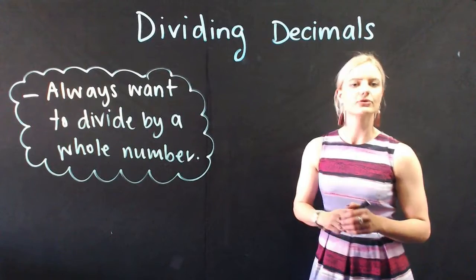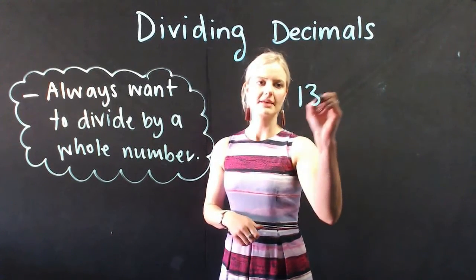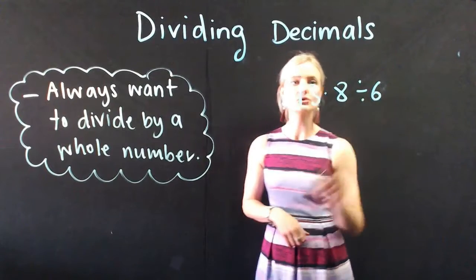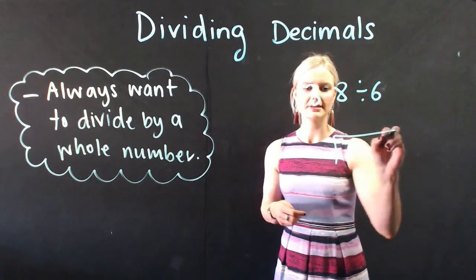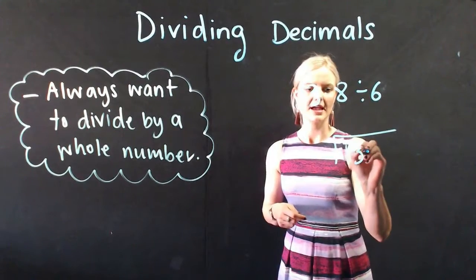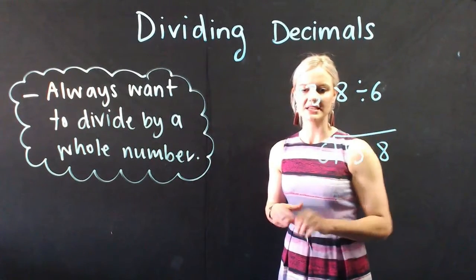When dividing decimals, you always want to divide by a whole number. This particular example, 13.8 divided by 6, you're dividing by a whole number. Therefore, it is easy to do. You simply lay it out as you would normally for division. Don't forget the decimal. Divided by 6.